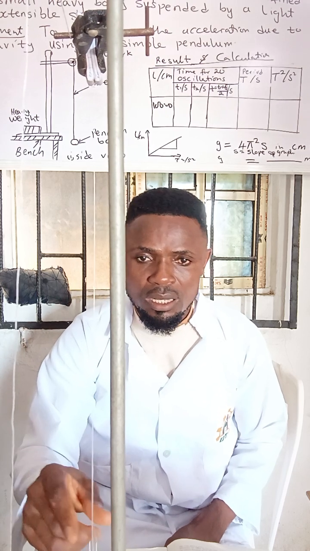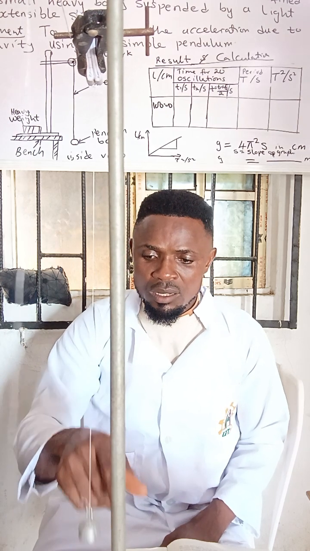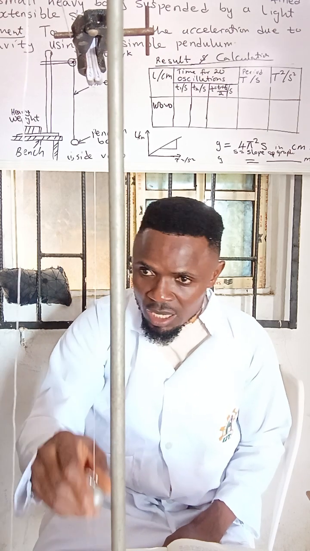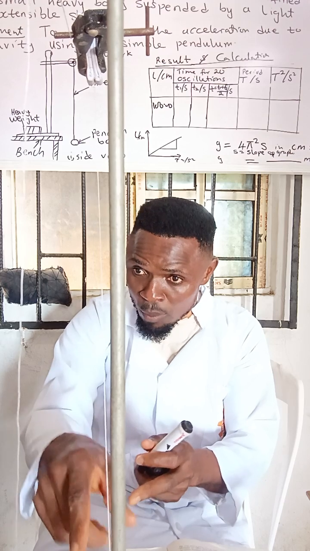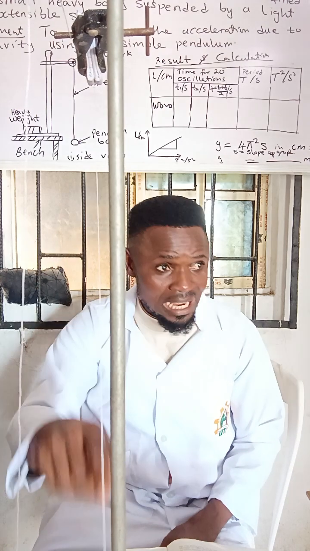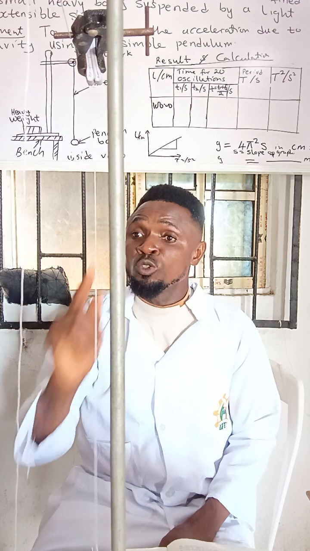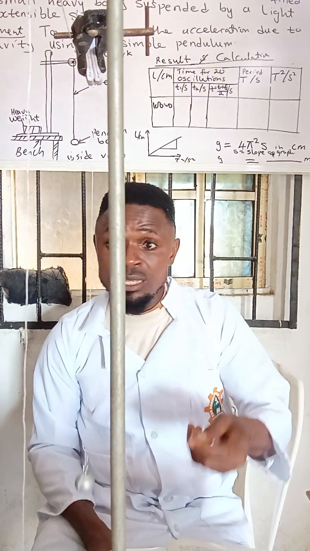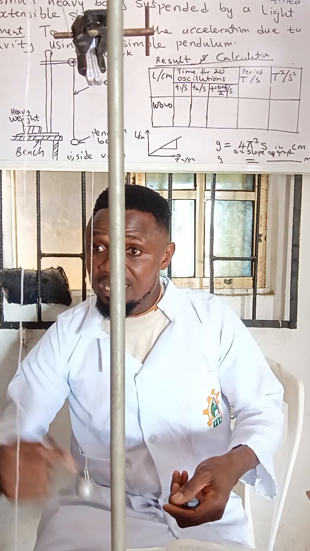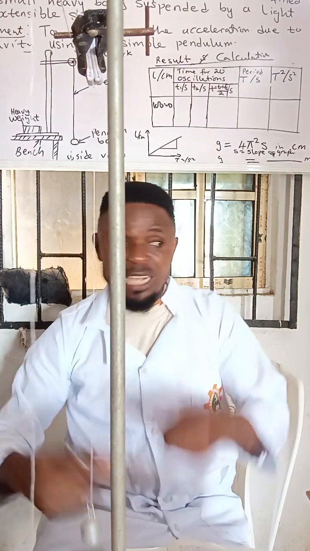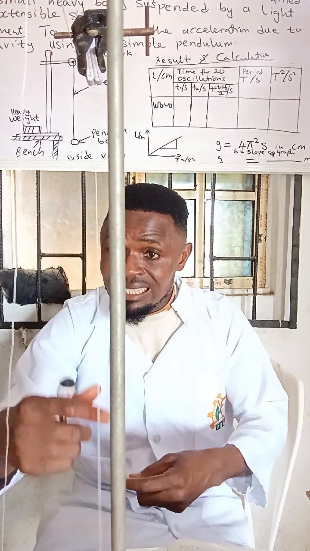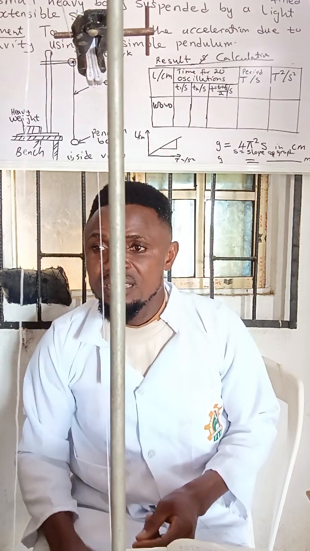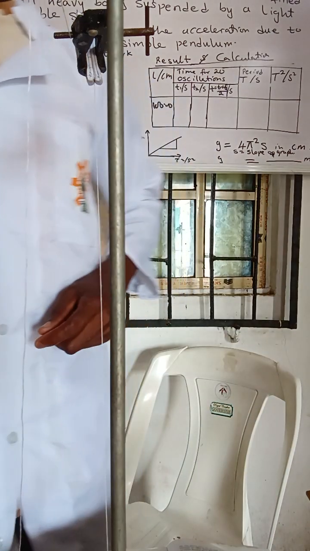Let me release this. You see it now, to and fro, one. If you start counting from this place, as it comes back, that is one, two, three. When you get to 20, you stop your stopwatch and look at the time for 20 oscillations. That is for the 100 centimeter length of thread. You will repeat it for 90 centimeter length of thread, 80, 70, and 60. Is that clear?